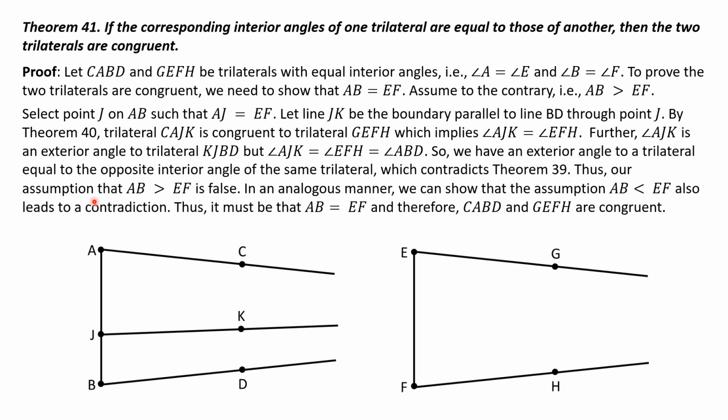Thus, our assumption that AB is greater than EF is false. And if we had assumed AB was less than EF, we could have just flipped the argument around and also got a contradiction. And therefore, AB equals EF in length. And so by side angle side, these two trilaterals, CABD and GEFH, are congruent.